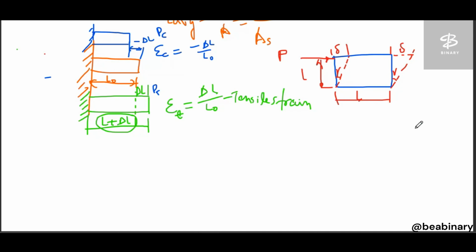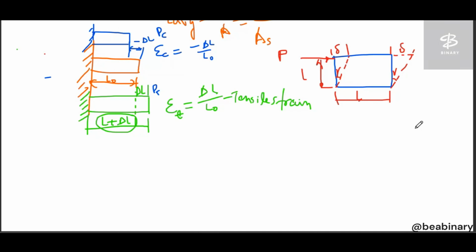If the load is applied and the displacement disappears, then it is called elastic. If the deformation does not disappear, that is called permanent deformation, meaning inelastic or plastic.